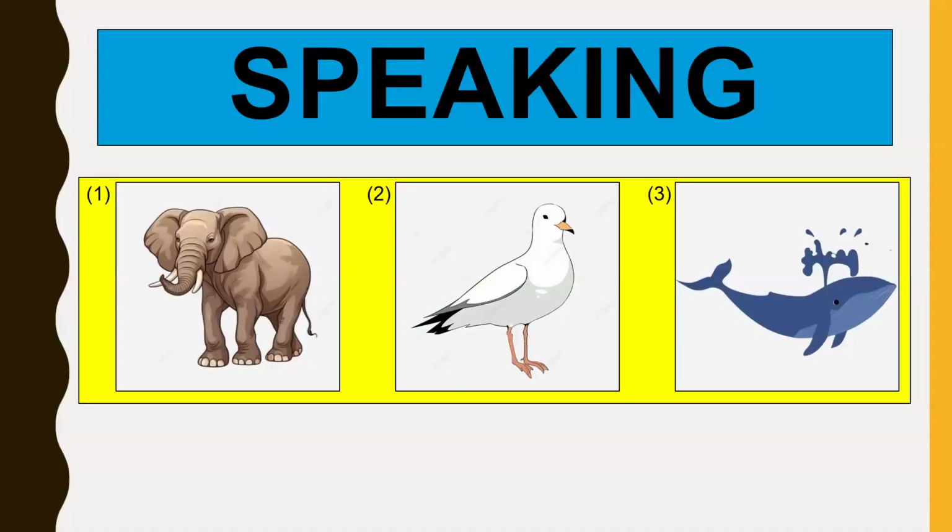Now it's time for you to answer them yourself. Remember the types of pictures you looked at earlier. Then let's talk about the names and characteristics of the animals in the picture. Picture number one. It is an elephant. It has a long nose. Picture number two. It's a seagull. It lives mostly around the sea. Picture number three. It's a whale. It spews out water. Good job.